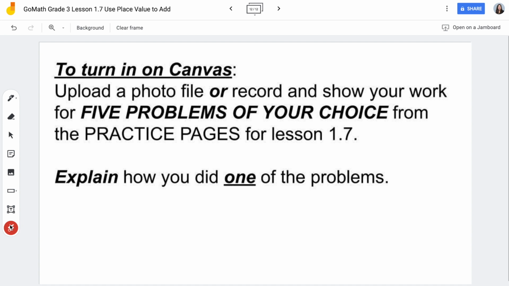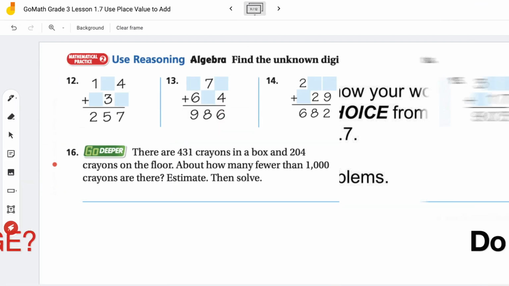Okay, so there is more in our lesson, but what I want you to do is to go to the practice book pages. Those are the gray pages after the colorful pages in lesson 1.7. So go to the practice pages for lesson 1.7, and I want you to choose 5 problems of your choice to solve. And that's what I would like for you to turn in. You can either upload a photo file of just the still page, or you can record and show your work for the 5 problems and explain one of them. How did you solve it? So that's your work to do, to turn in.